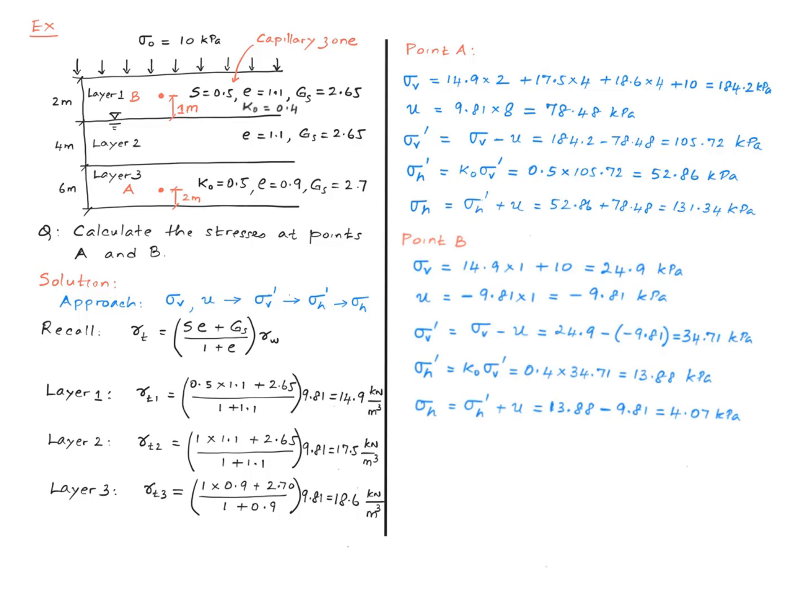Now you repeat these steps to calculate the stresses at point B. The only thing you want to be careful about is that point B is in the capillary zone, and therefore the pore pressure there is going to be negative, and you use this distance, 1 meter, in order to calculate the pore water pressure. So the pore pressure is calculated to be minus 9.81 kilopascal. The remaining details are similar to what we did for point A.